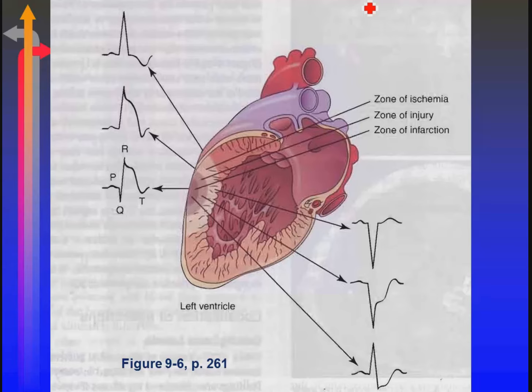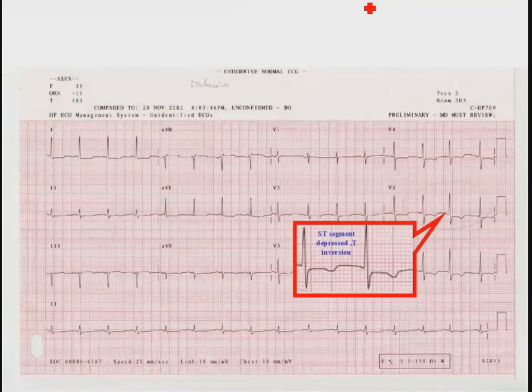It's going to be exactly the opposite. So I have an upright T with ischemia. I have an ST depression with injury. So, ST segment depression, T wave inversion. We're looking at some ischemic changes. It's in V5. As we'll find, that's the lateral wall.